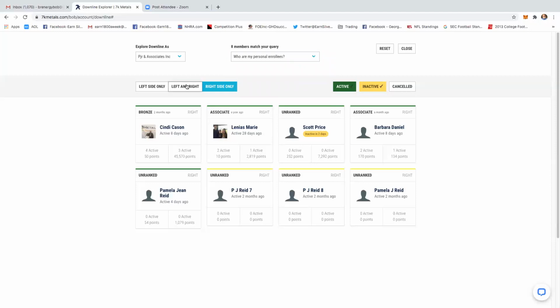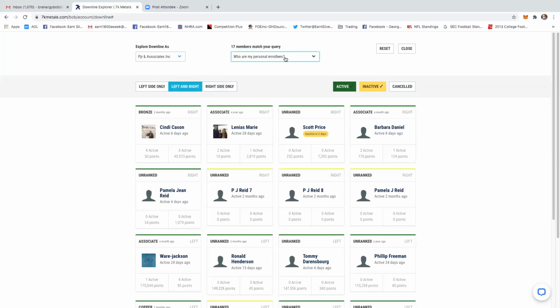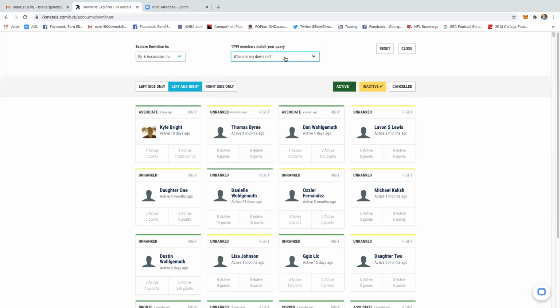You have to look at this, left and right, and you have to look at who's in my downline, the whole picture, okay? Now, the very first person on the right side to her immediate right is Kyle Bright. She didn't sponsor Kyle Bright. Kyle Bright was a gift from above and was given to her. Now, Thomas Byrne is not on her right, but is on Kyle Bright's left, but on Pamela's right side.